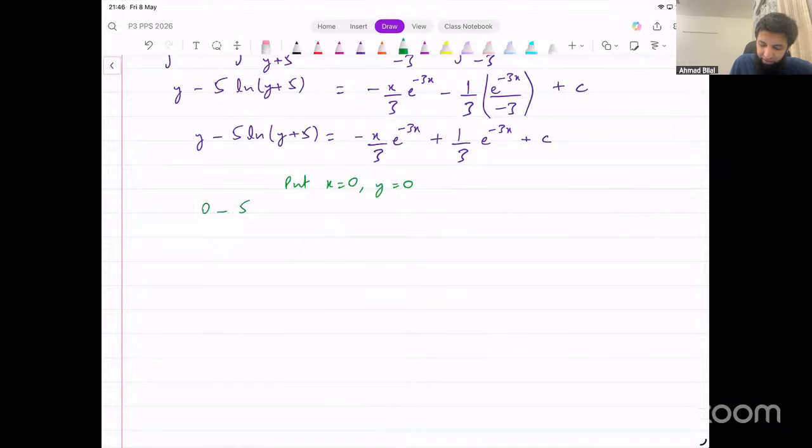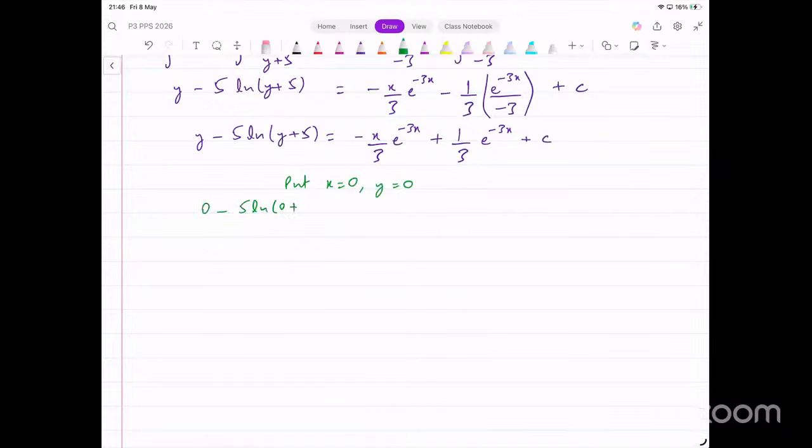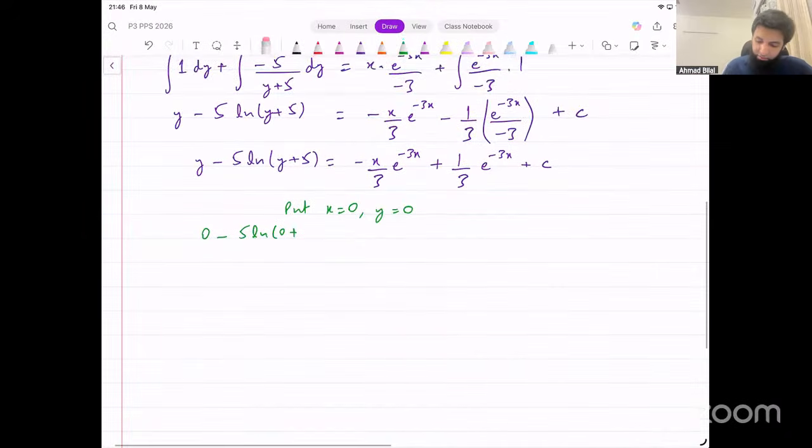0 minus 5 ln 1 over 9, sir, 1 over 9, right? That's 1 over 9. Yes, thank you. This is 1 over 9. So good that we spotted that there. Otherwise, we would have found out at the end.